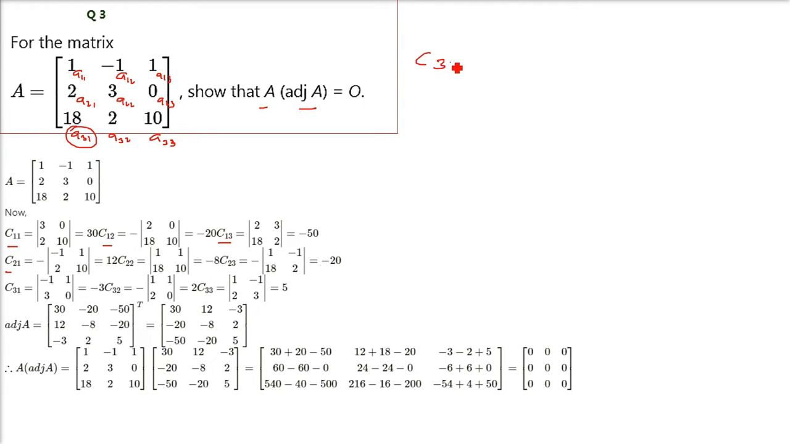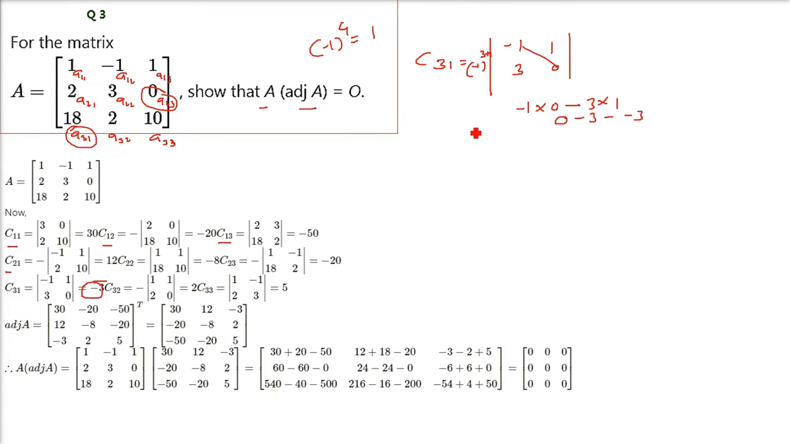For example, C31. What will be C31? We have to forget about the row and column where A31 intersects. -1, 1, 3, 0 will come, and there will be -1 to the power of i plus j, that is 3 plus 1. So -1 to the power 4 is what? It is going to be 1. Always -1 to the power odd is -1, -1 to the power even is always 1. So let us find it out. -1 into 0, 3 into 1, you subtract it, it will be -1, -3. So this is -3.